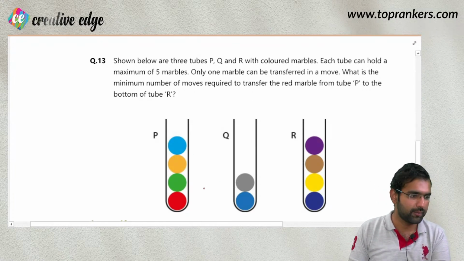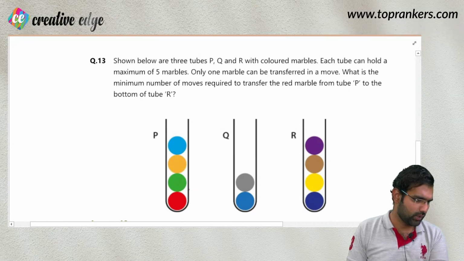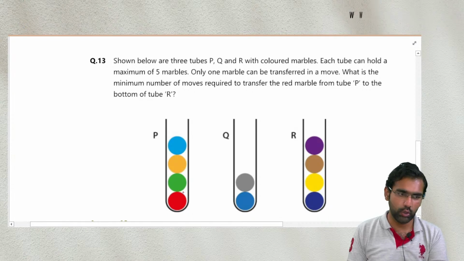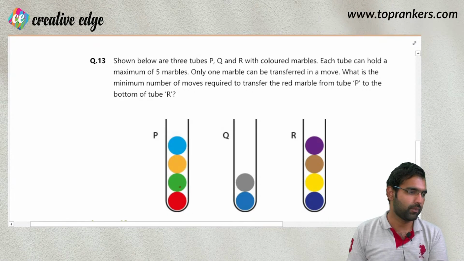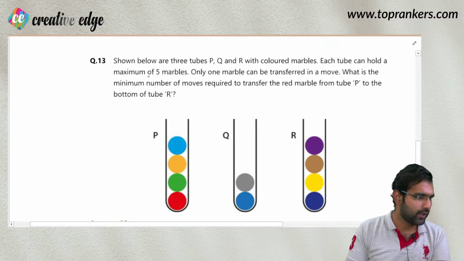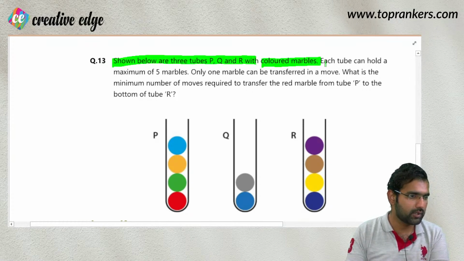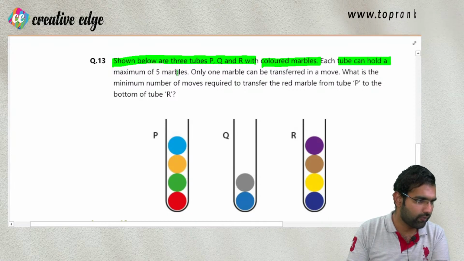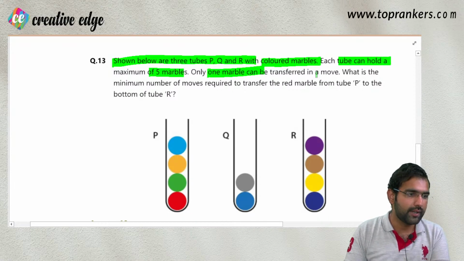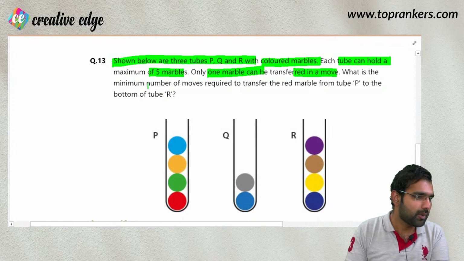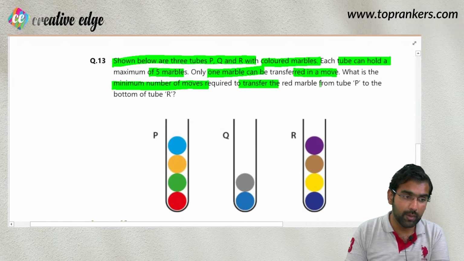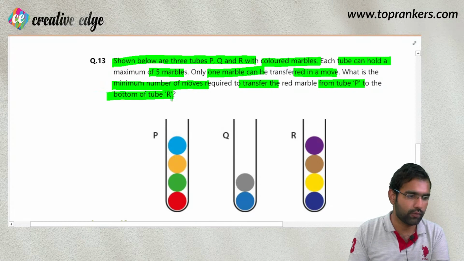देखो, यहाँ से देखिए everyone. What we can do here is, there are multiple approaches of solving this question. What are we told that हर block में हर tube में जो maximum number of balls which can be arranged could be basically कितनी 3, right? देखो मैं क्वेश्चन पढ़ता हूँ. Let me just read it. Shown below are the three tubes P, Q and R with colored marbles. Each tube can hold a maximum of 5 marbles. Only one marble can be transferred in a move. What is the minimum number of moves required to transfer the red marbles from tube P to the bottom of tube R? So I need to bring this red marble from here to here.